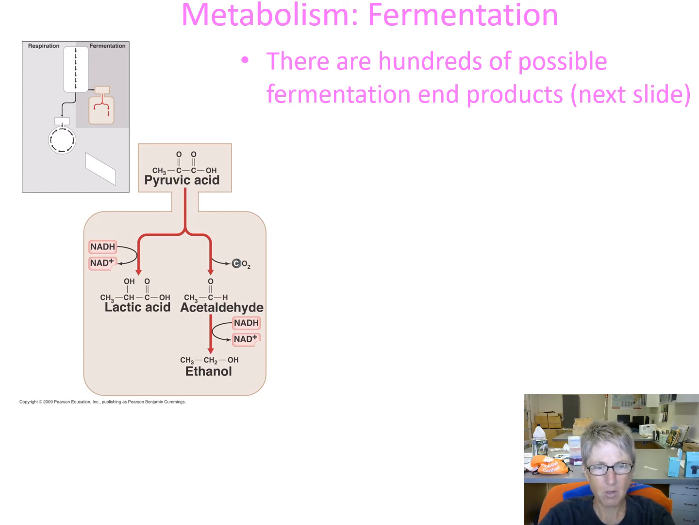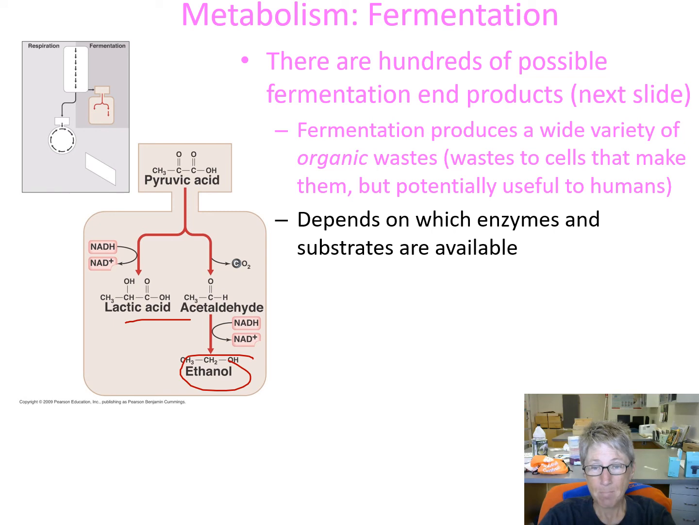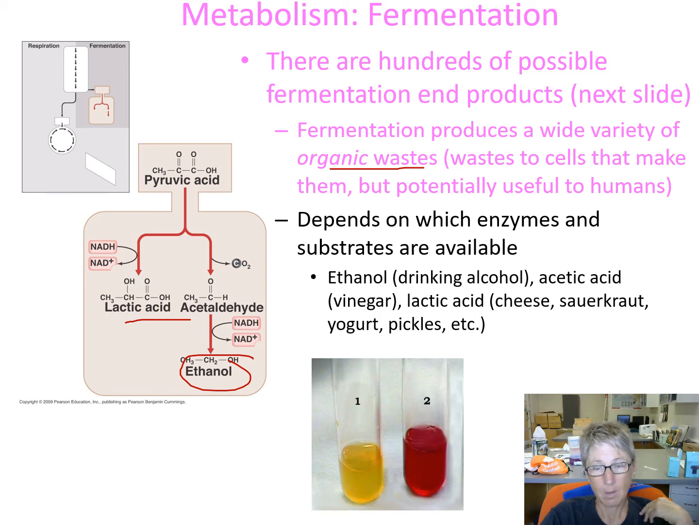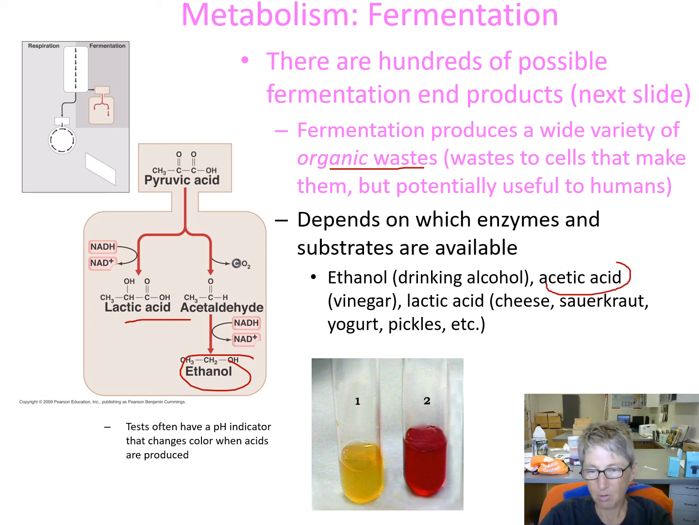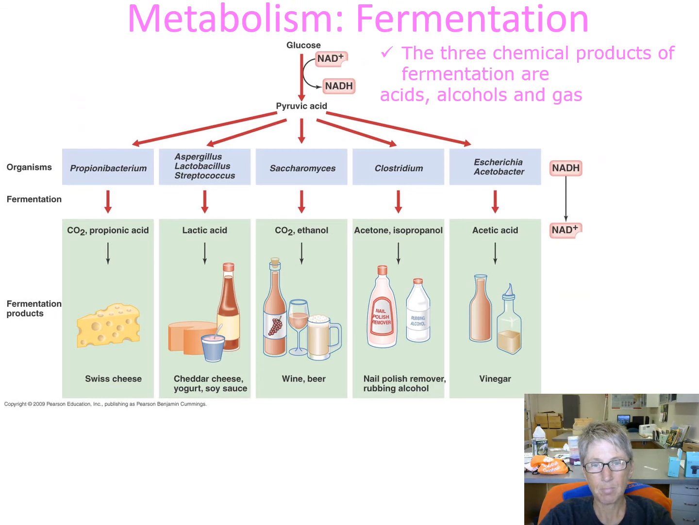There are hundreds of possible fermentation end products. We just show here ethanol and lactic acid, but it depends on the cell. Fermentation produces a wide variety of organic wastes. They're wastes to the cells that make them, but potentially they're useful to us. Oftentimes fermentation will make an acid, and those acids could be acetic acid, which is the common name for vinegar. And then you can get a pH change if you put an acidic solution into an acid indicator, it will change color. So basically the 3 chemical products of fermentation are, you can make an acid, you can make an alcohol, or you can make a gas.